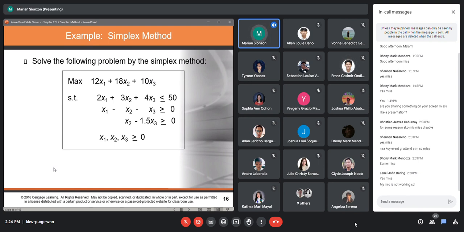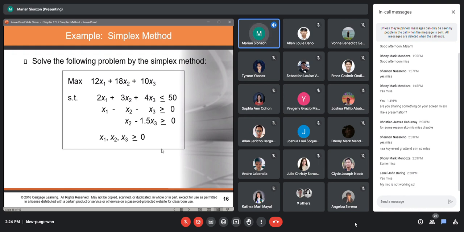So, this one we will solve. This will be something new. Maximize A, equal to 12x sub 1 plus 18x sub 2 plus 10x sub 3. The variables are x sub 1, x sub 2, and x sub 3. The first constraint is 2x sub 1 plus 3x sub 2 plus 4x sub 3 less than or equal to 50. This is a less than inequality.